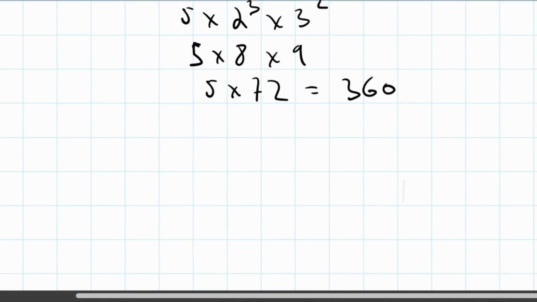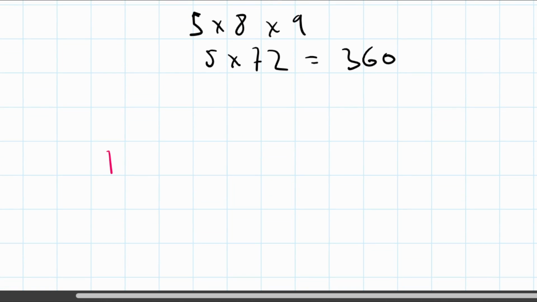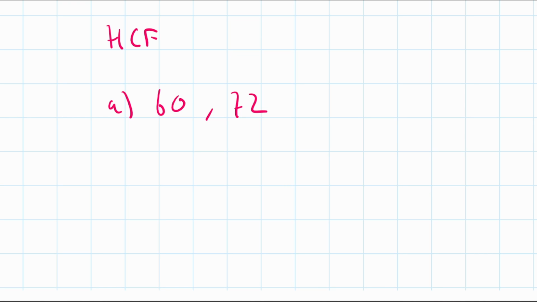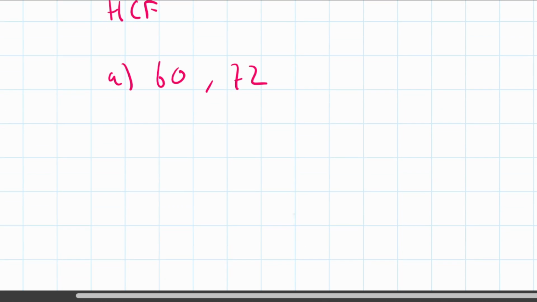So let's do the same thing now for highest common factor. Hopefully everyone understands that for lowest common multiple. And so for highest common factor, let's actually go ahead and use the same numbers. Why not? So we want 60 and 72. We want to find out what's the highest common factor, so the highest number that goes into both of these numbers here. So once again, let's break it down to our product of prime factors.